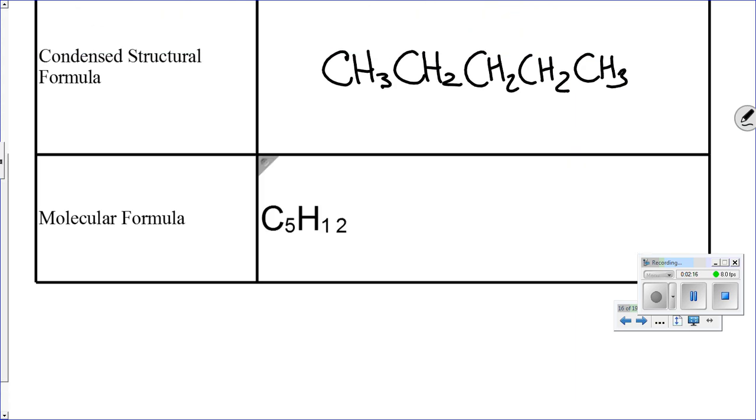My molecular formula is just telling people, hey, I got 5 carbons, I got 12 hydrogens. I'm not giving you any details about where anything is. This is helpful for doing things like comparing some compounds that we're going to talk about called isomers. But if there's a double bond here, we don't know about it.